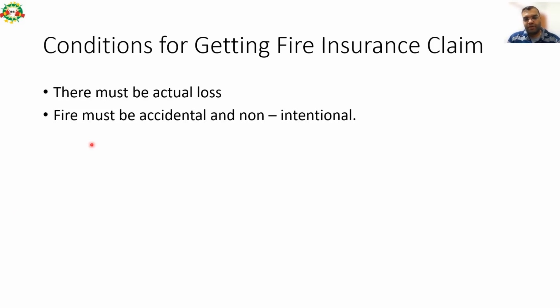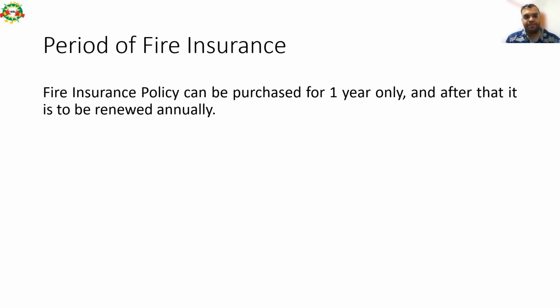So there are two basic conditions. There must be an actual loss, and fire must be accidental and non-intentional. Period of fire insurance: a fire insurance policy can be purchased for 1 year only. It cannot be purchased for 2, 3, 5, or 6 years. So after expiry of 1 year, I can renew the policy on an annual basis.